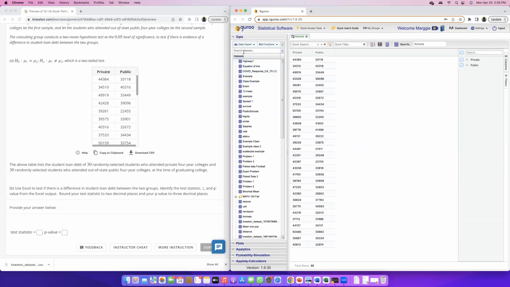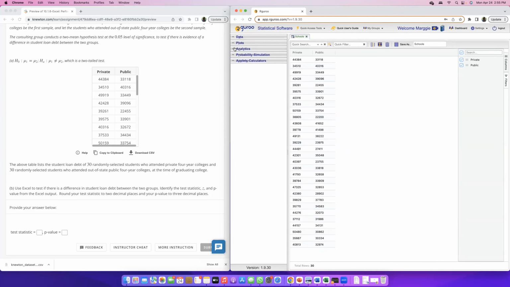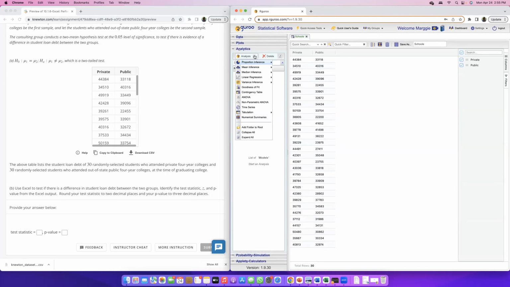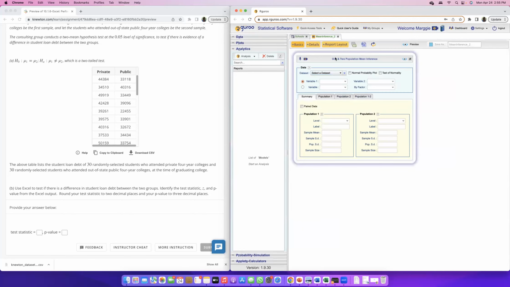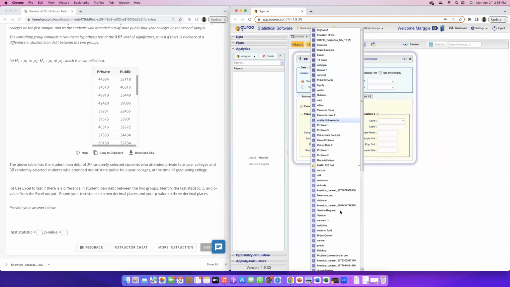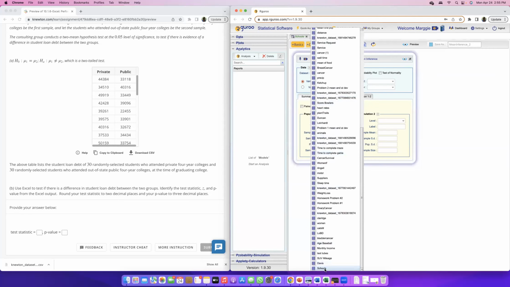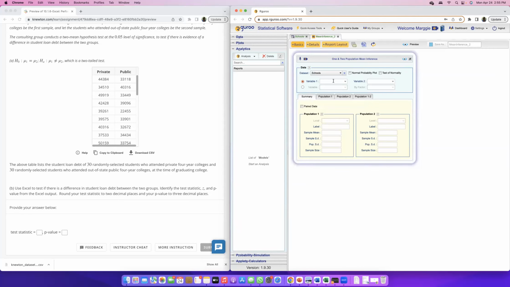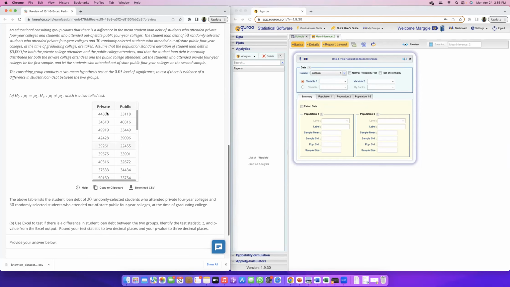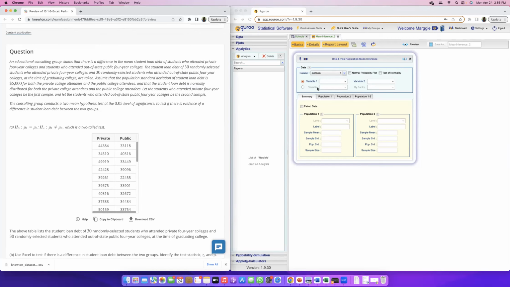So now I'm going to perform the test. We're going to analysis, mean inference, and we need to choose two population because that's what we have right now. So we are going to select our data set, which is down here, schools. Once we have that, from the problem, we know who goes in variable number 1 and who goes in variable number 2.